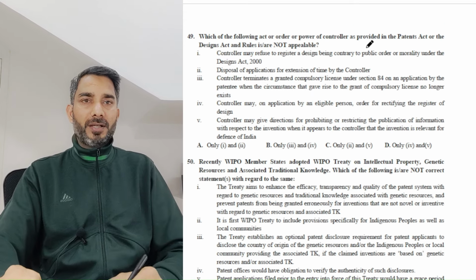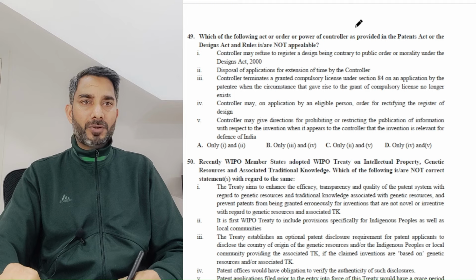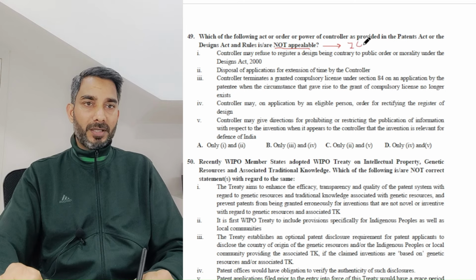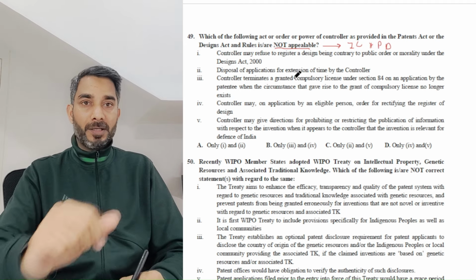49. Which of the following act or order of power of controller provided in the Patents Act or Designs Act is not appealable? Okay. Can we go to High Court? Can we go to IPD? Is what they are asking. Let's see. Not appealable, huh?